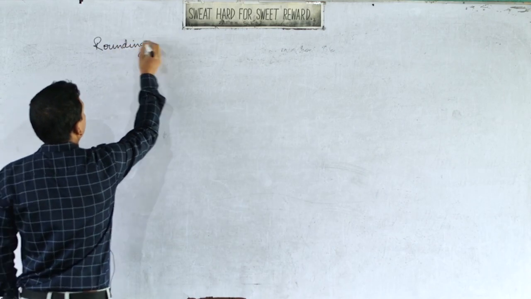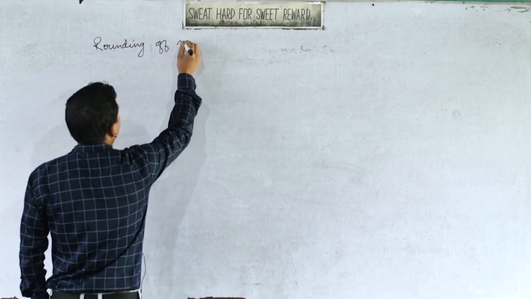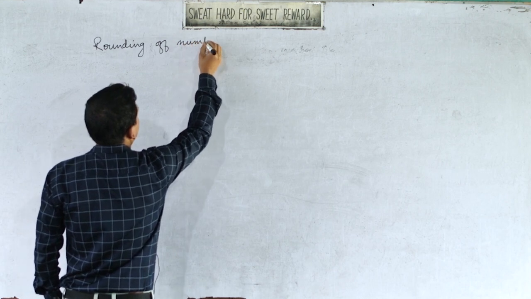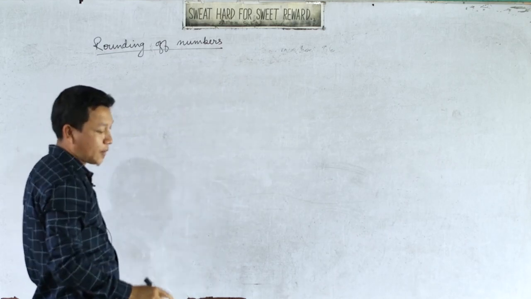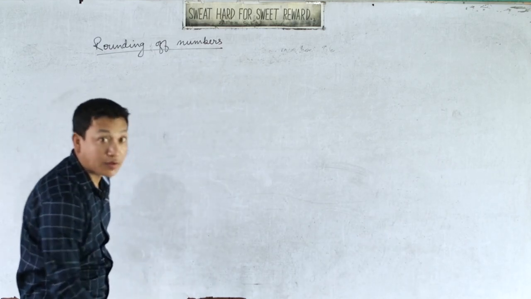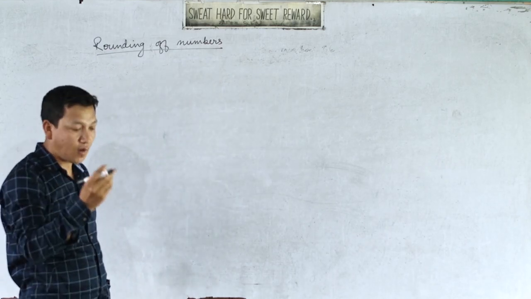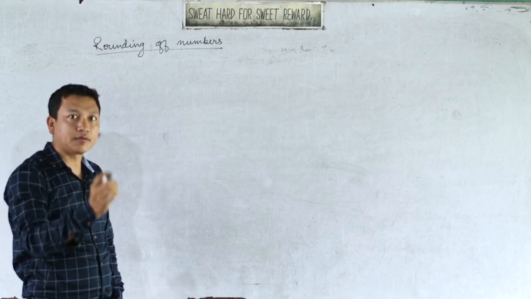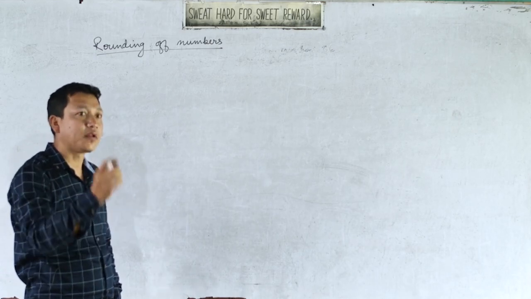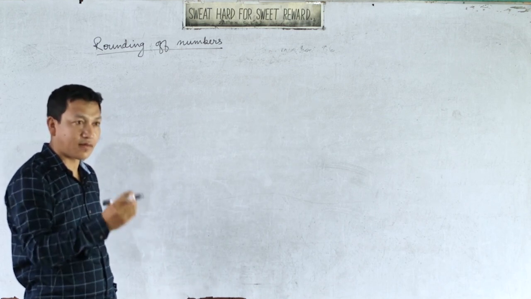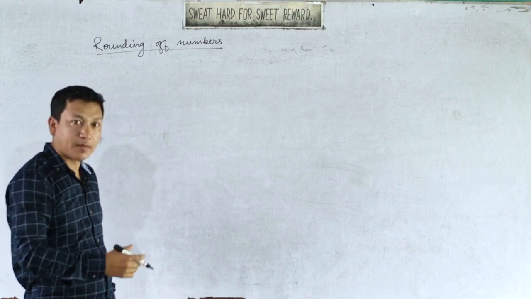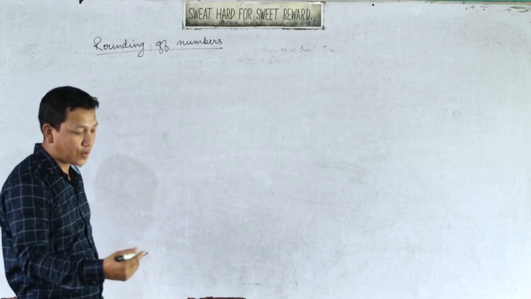Rounding off numbers. Rounding off to the nearest 10. Rounding off to the nearest 100. Rounding off to the nearest 1000.